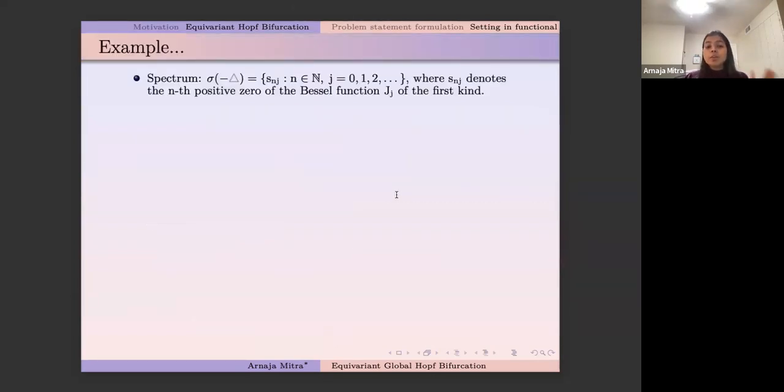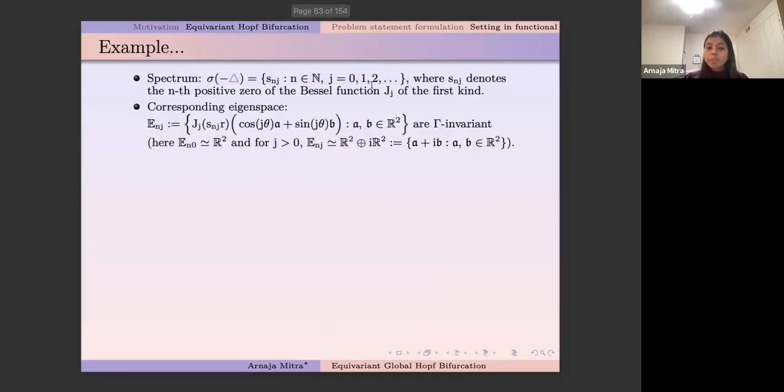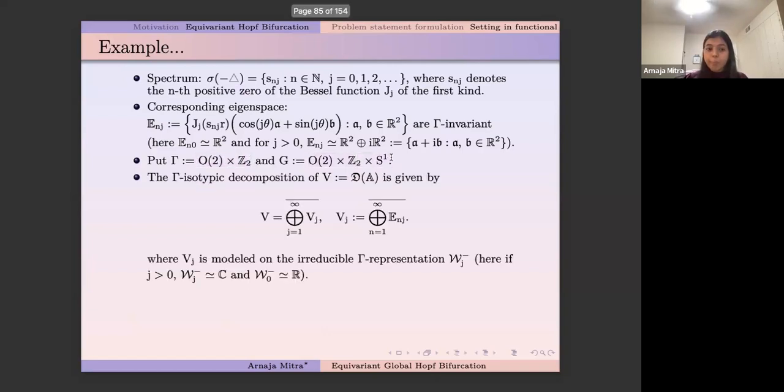Now, if we focus on our parallel example, we have the operator as the negative Laplace operator. We can find the spectrum. Once we have the spectrum, by using polar coordinates, which is nothing but the nth positive zero of the Bessel function of the first kind, we can find the eigenspace as well. Similarly, we can see that in this case our gamma is O2 times Z2. So my G is gamma times S1, that is O2 times Z2 times S1.